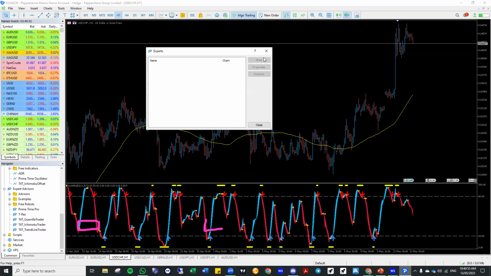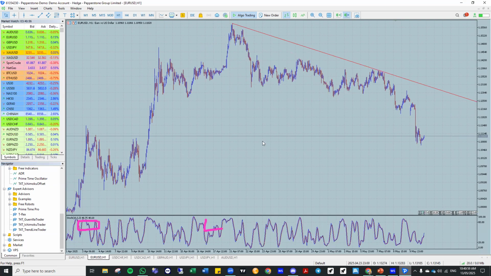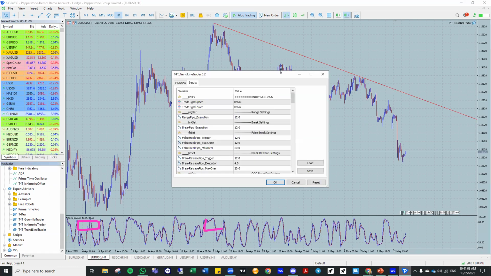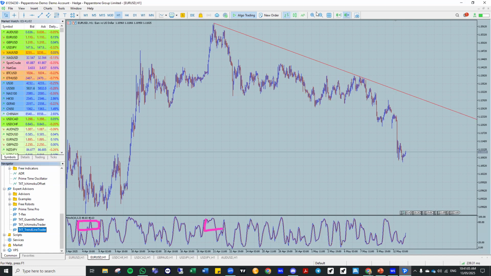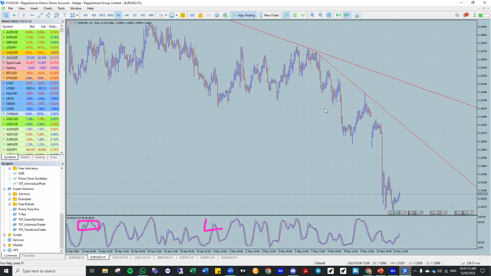Okay, let me just remove that. Come over here. Now let's just get back to Trendline Trader, right? And so there's a couple of different things. Let me just blow this up. I've lost all my drawings there. Hopefully not my train of thought. Okay, so we've got a level here. Now there's a couple of different options.